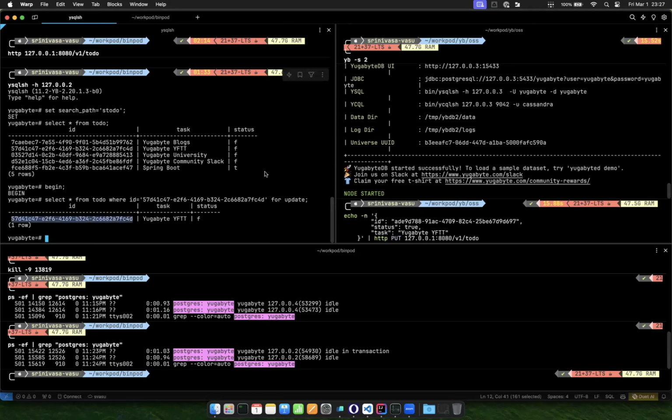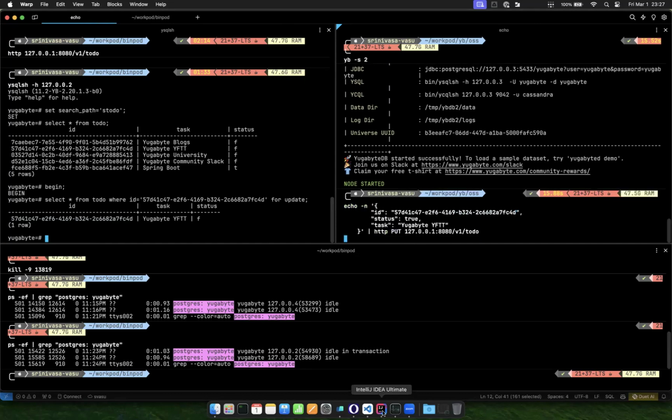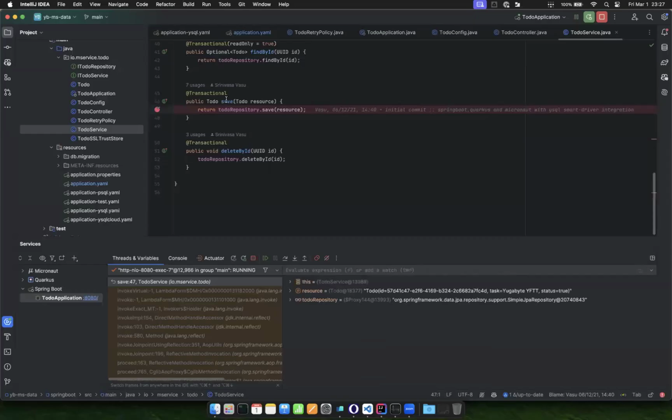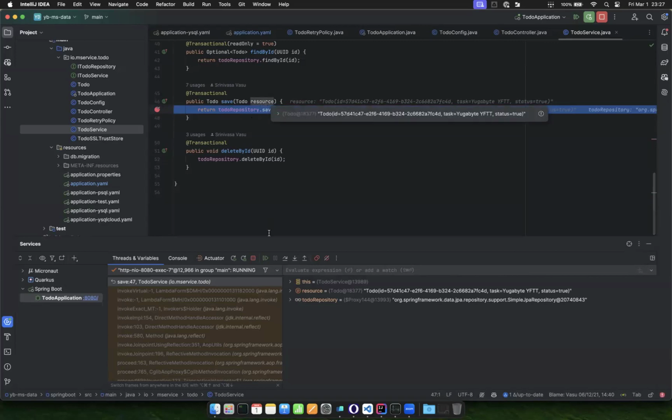If I update the same thing from the application, let me replace the UI. So if I send the PUT request again, yeah, this is going to hit the save block here, right? So this is the update path. Earlier we were looking at the GET request, so this time it's hitting the update path.